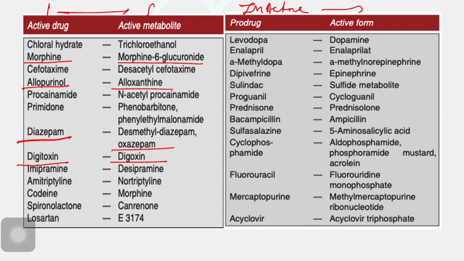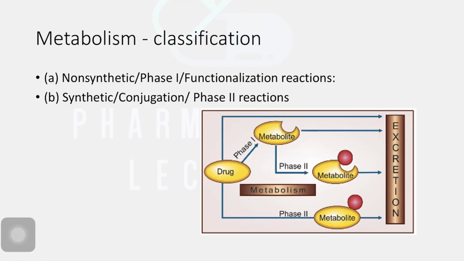While what are prodrugs? These are inactive drugs that produce an active metabolite. Levodopa is not active, but it produces its action through its metabolite called dopamine. Enalapril is not active, but it produces its active form, that is enalaprilat. Some other examples you can remember, like acyclovir, an antiviral drug which gets into active form in the triphosphate state. So acyclovir triphosphate is the active form. These are a few examples you can remember for examination.